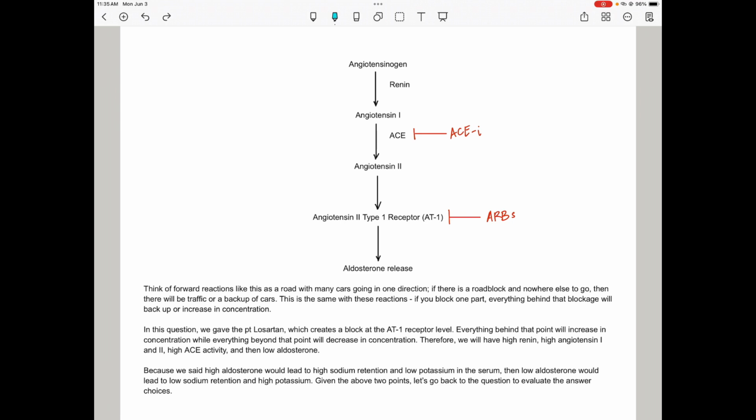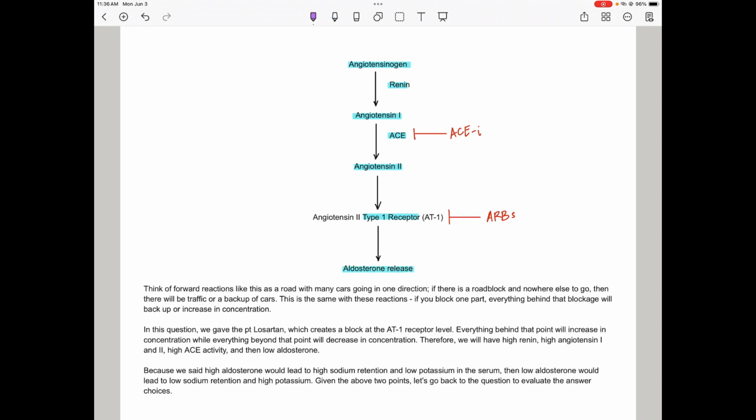So here is a sequential schematic of the RAAS system. Again, starting at the top here, we have angiotensinogen. Again, that's made by the liver. Renin will then come in and convert it into angiotensin 1. Then from the lungs, angiotensin converting enzyme, or ACE, will turn angiotensin 1 into angiotensin 2. Angiotensin 2 will then bind to these type 1 receptors, and these receptors are found in the adrenal cortex, in the zona glomerulosa, and then the cells there will release aldosterone.